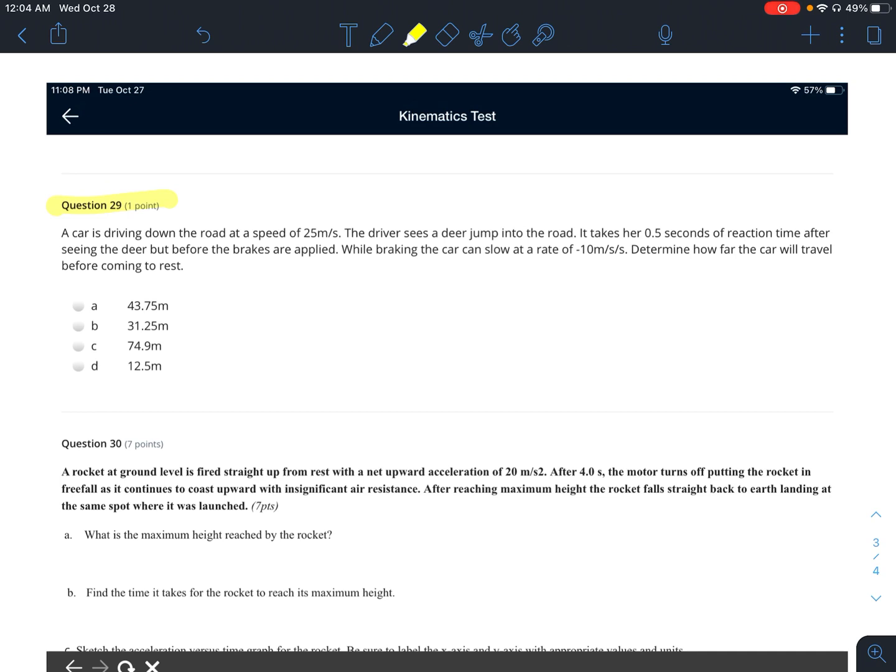We had a couple of similar problems, I think, in the homework with this, with like a reaction time. So this was in kind of visualizing the scenario. For the first part of that motion at half a second, we're going to be moving at a constant velocity at 25. So if we're moving at a constant velocity, this equation comes into play.